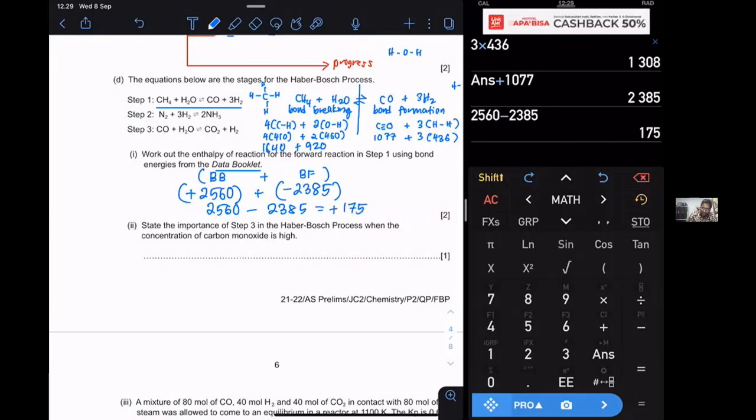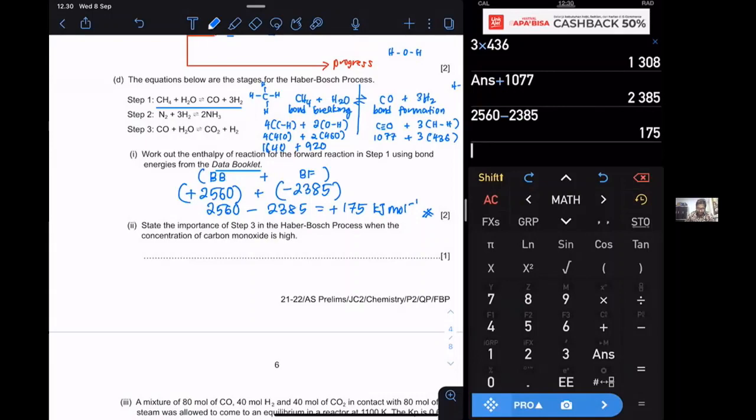If you get a different answer, please remember it's not going to be accepted. The unit also, please be careful, the unit is going to be kilojoule per mole. So I'll just put kilojoule per mole. This is 2 marks. All the other answers are not accepted, so now you should know why.